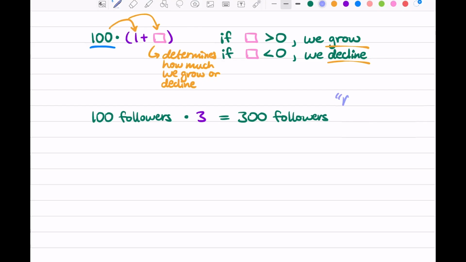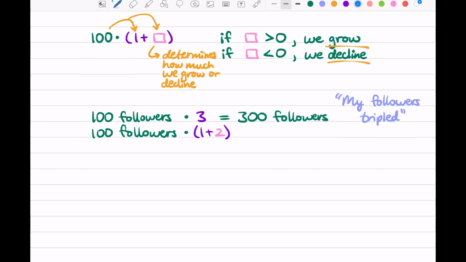And you could say, my followers tripled. Now what happens if we write our 3 using our 1 plus pink number? We would have 100 followers times 1 plus 2. Overall, we're still multiplying 100 times 3, but this format can give us a different interpretation. So we still have 300 followers in the end.